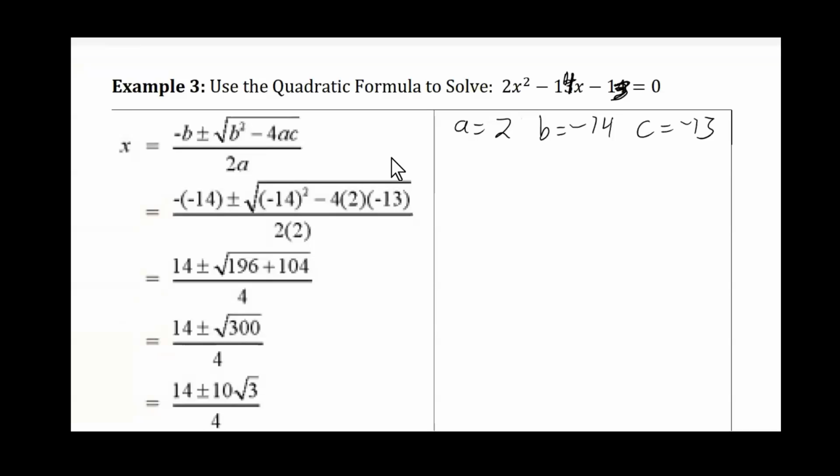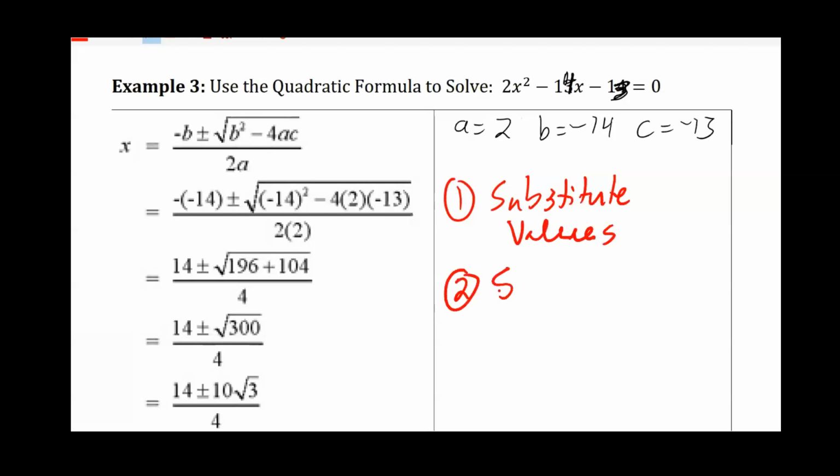Then from there, so essentially, what are your steps? Step 1, substitute in your actual numbers. Step 2 is simplify forever. Forever. Okay, because you have to keep simplifying. This is all simplify.